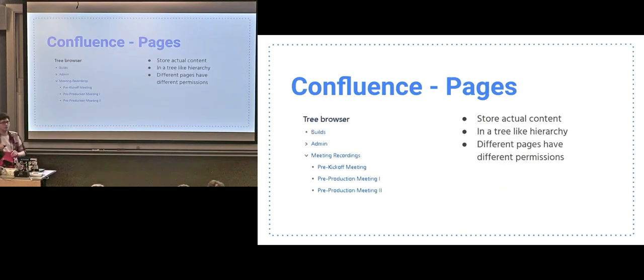Here's an example of the tree browser that I mentioned before. This is showing, underneath the meeting recordings, different pages for each meeting, and then a YouTube video embedded in that page. So pages are used for actually storing your content, in a tree hierarchy, and different pages can have different permissions. Say you are working on a draft of a page and you don't want to show people yet, there are personal spaces, which we'll get to later, where you can keep your own work and not allow other people to see it if you so wish. Just for editing purposes, I suppose.